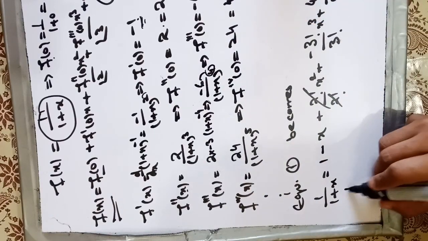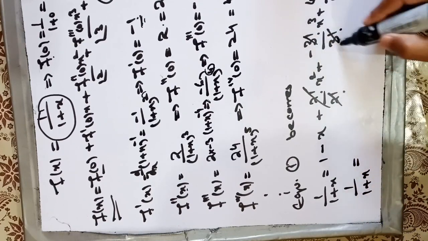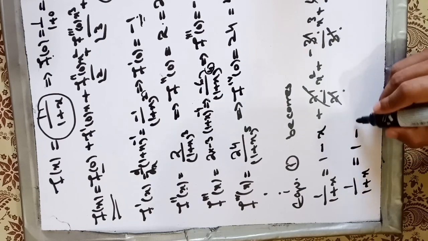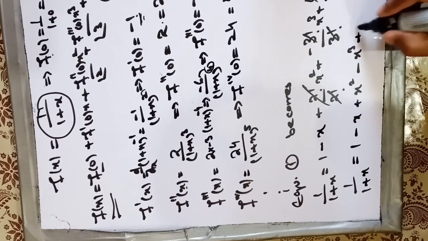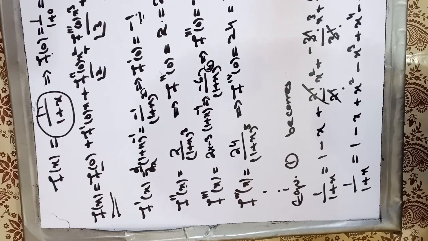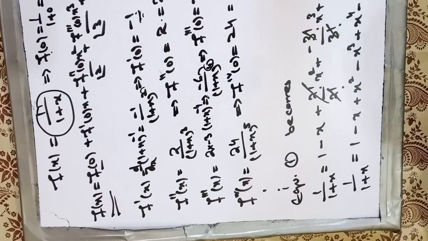So the final answer is: 3 factorial cancels out, 4 factorial cancels out, we get the answer 1 minus x plus x square minus x cube plus x to the 4. So alternately this goes up to infinity. So that is the Maclaurin series of 1 over 1 plus x.